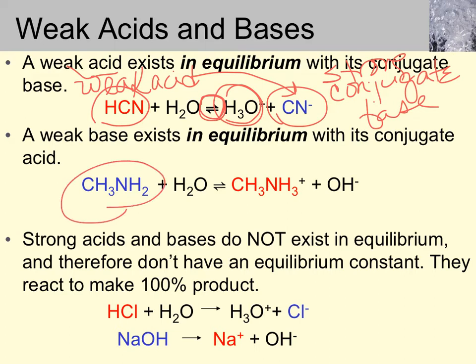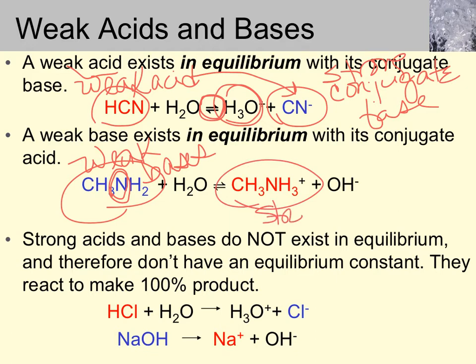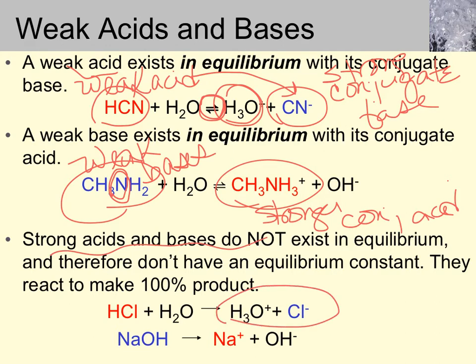Same here. This is a weak base. You may have remembered me saying in class that amines, neutral compounds that contain nitrogen, are weak bases. So if you have a weak base to begin with, then you're going to have a stronger conjugate acid. So they're inversely related. And as just a reminder, strong acids and bases dissociate 100%, which means there is none of the original acid and base left. There's no reverse reaction and there's no equilibrium, so strong acids and bases do not have Kas or Kbs.